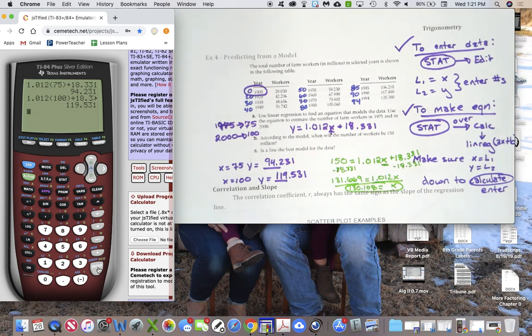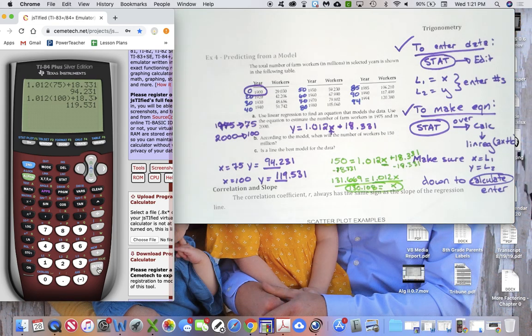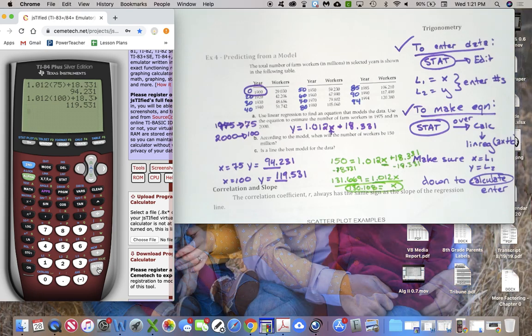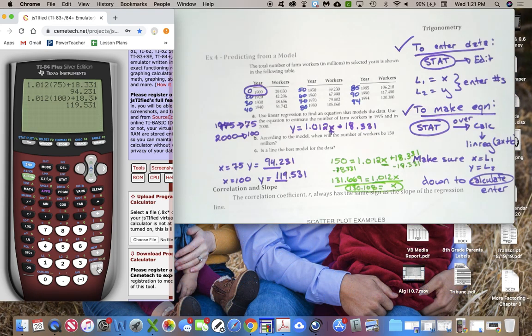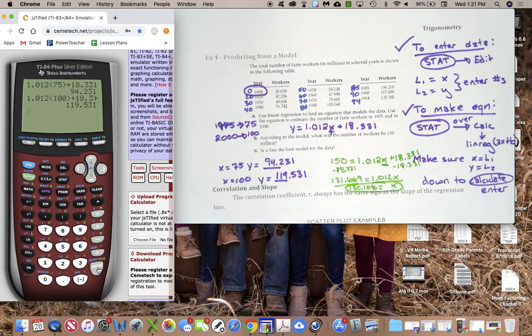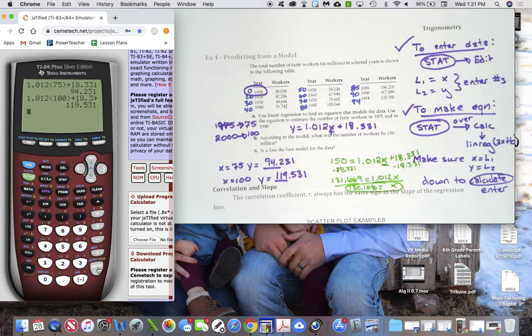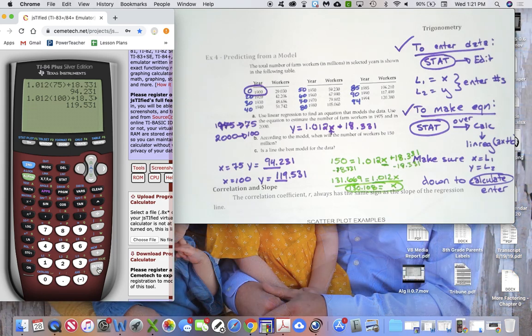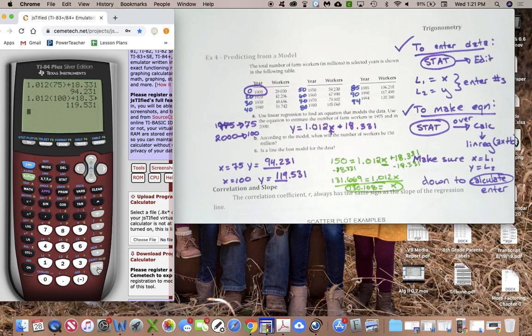That doesn't answer the question, though. That's x. According to the model, when will the number of workers be 150 million? X is 130. We just got 130.108, but that doesn't answer the question. The question says when. So what do I say? 130 years after 1900. Colton said it exactly right. It is 130 years after 1900. 1900 was my year 0.